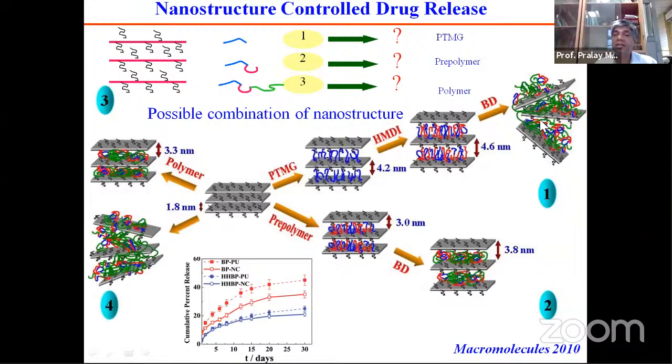So these are the different architectures that we make. They are useful to control the release rate of the drug at very different rates. That's the aspect that we use in the drug delivery concept, by altering the microstructures of the polymer in the presence of the nanoparticles.